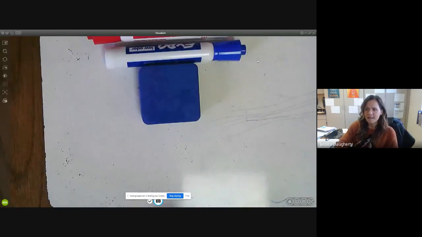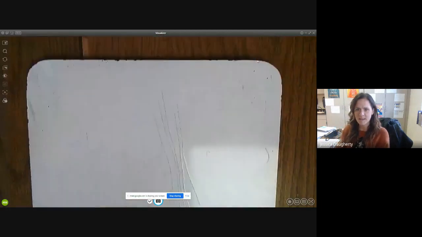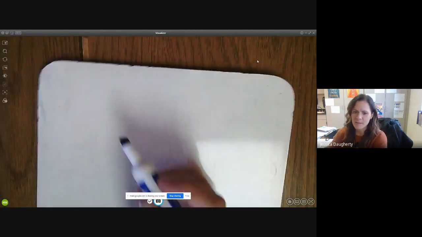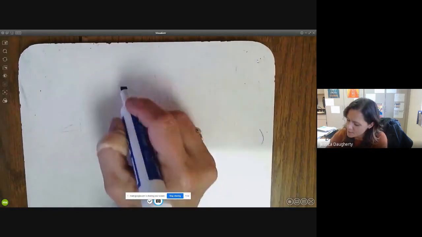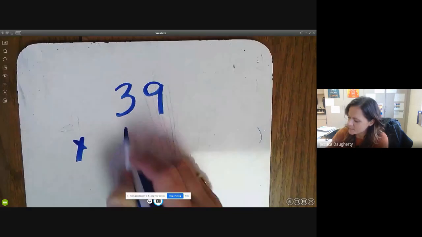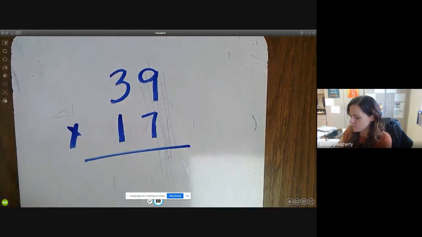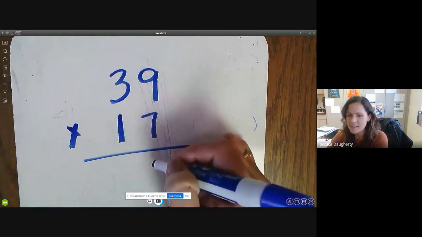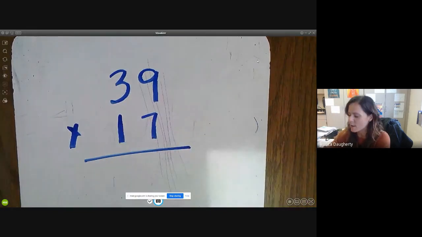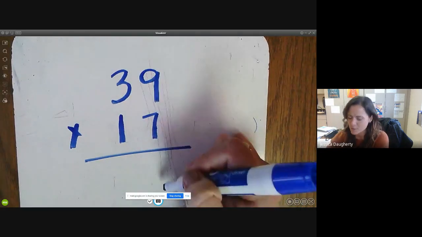All right, so let's go ahead and start with our first problem, okay? I'm going to just pick a couple of numbers. Let's start with 39 times 17. Okay, in our double-digit multiplication, I want us to practice this standard procedure and not the array multiplication for now. 9 times 7, we always multiply our ones places first.